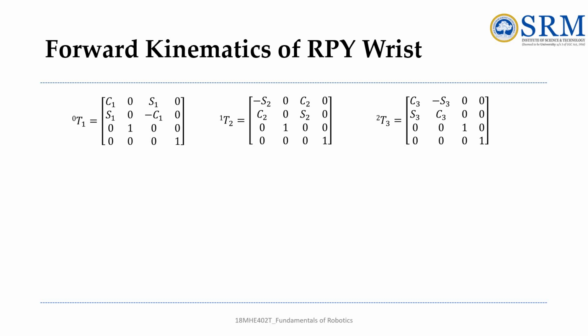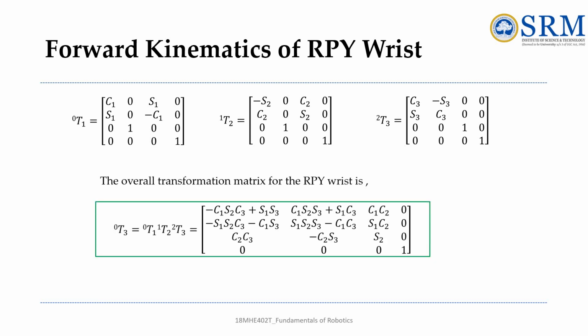Okay, so for getting the overall transformation matrix, we have to multiply all the transformation matrices for the RPY. So if you multiply all the three matrices, you will get the overall transformation matrix for this. Okay.